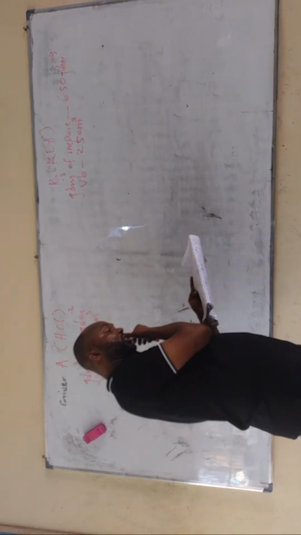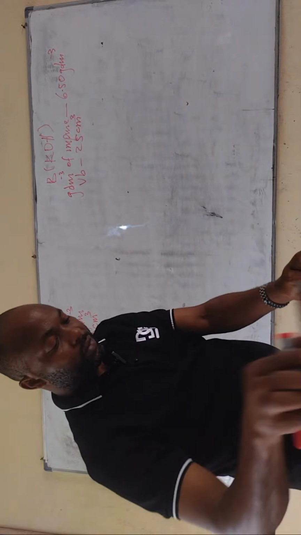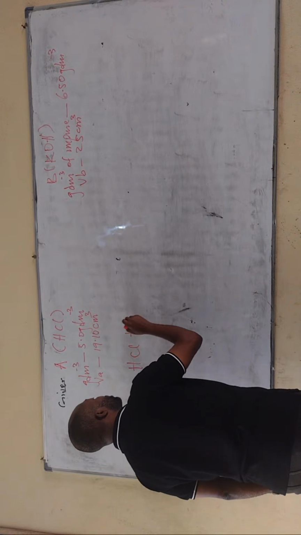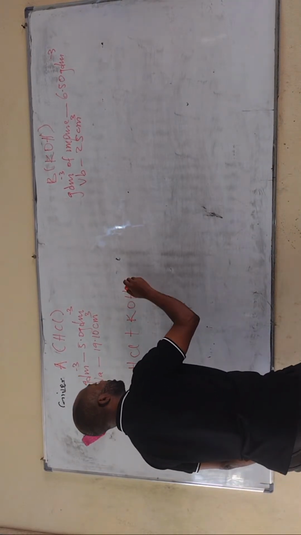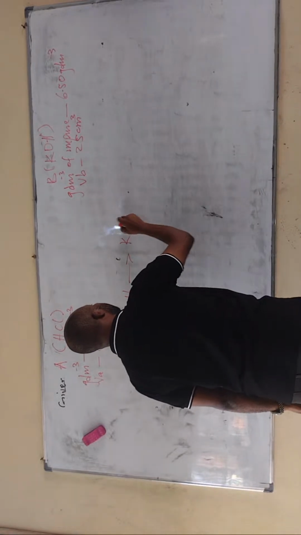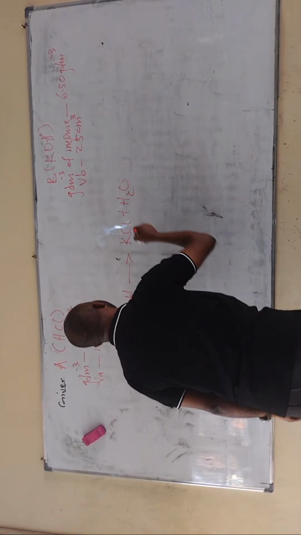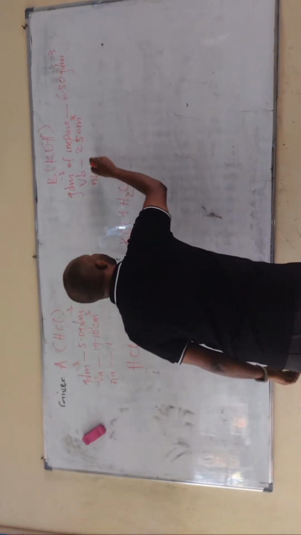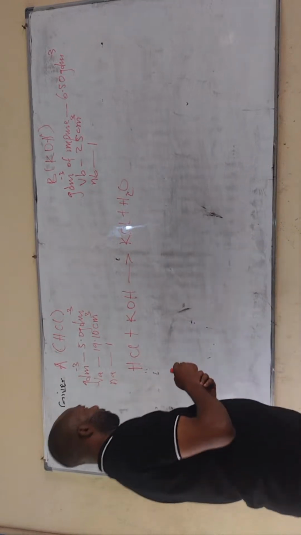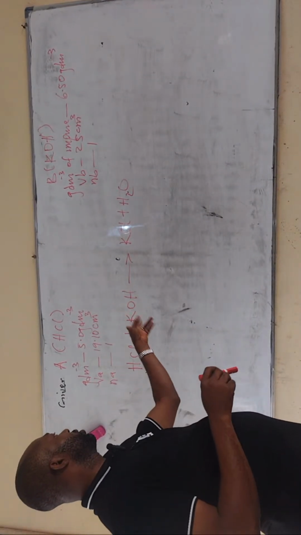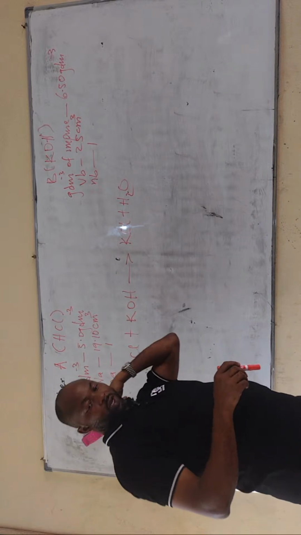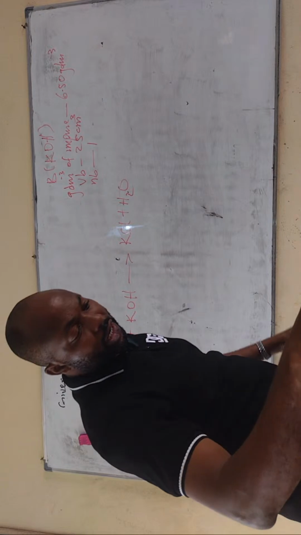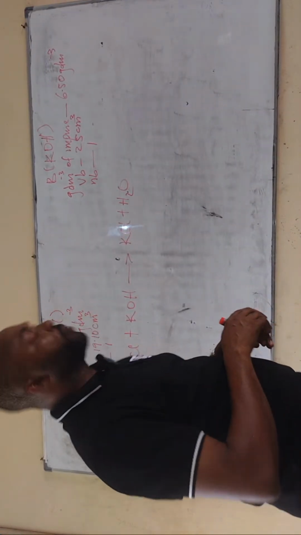With the equation of reaction given, which is HCl plus potassium hydroxide gives us potassium chloride plus water, the number of moles of acid is 1, and the number of moles of base is also 1. Potassium 1, chlorine 1, oxygen 1. Okay, that's balanced. With this information, they say we should calculate the concentration of A in mole per dm3.